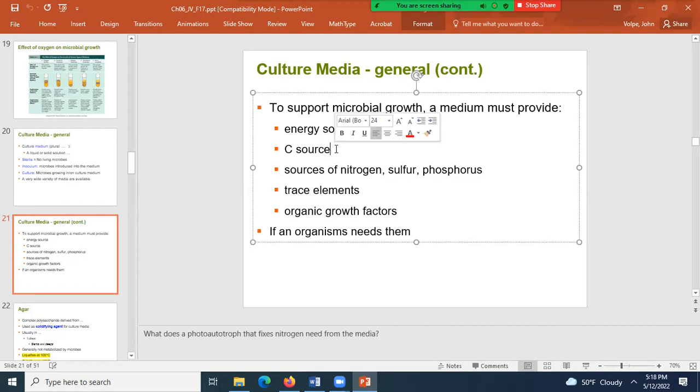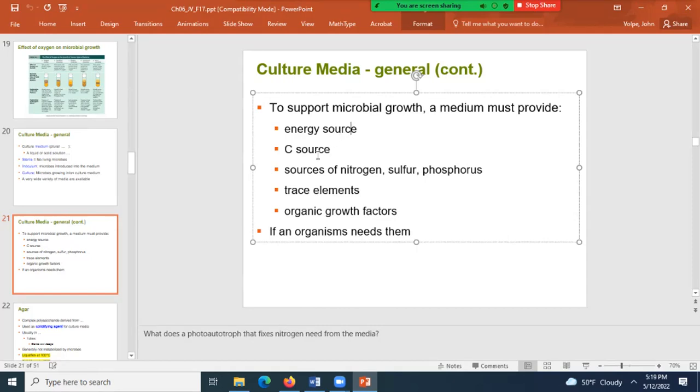But what does a photoautotroph that fixes nitrogen from the air require in the media? Nitrogen? No, it gets nitrogen from the air, so that doesn't need to come from the media. Does it require an energy source? It's a photoautotroph that fixes nitrogen. What does it require? Does it need an energy source? Light? Yeah, it doesn't need the energy source from the media because it can get its energy from light.